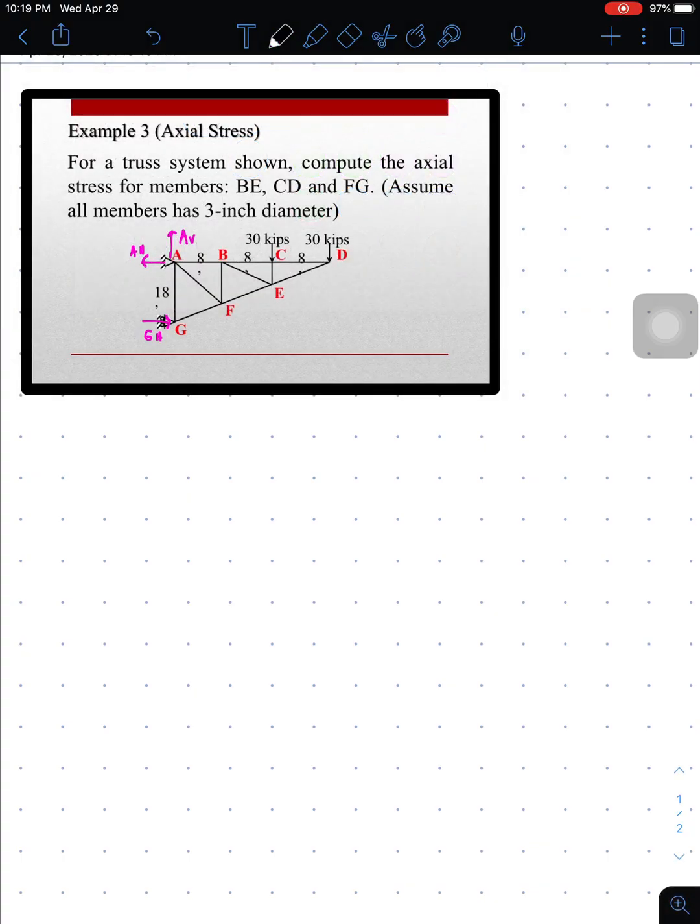How do we solve for the reactions? Let's start with summation of forces vertical equal to 0. Upward positive, downward negative. So what are the forces along the vertical alignment? You have A vertical, upward, and then minus 30, and then minus 30. So these are the forces I'm looking at, and that's equal to 0. So therefore, A vertical is equal to 60 kips.